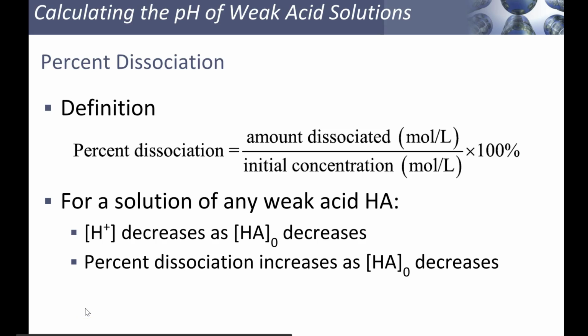Percent dissociation. That's what we do to determine really how much H plus dissociates, right? This is where we really left off from last week. So H plus decreases as the initial concentration decreases, and percent dissociation increases as it decreases, and so on. We'll look at this for weak acids.